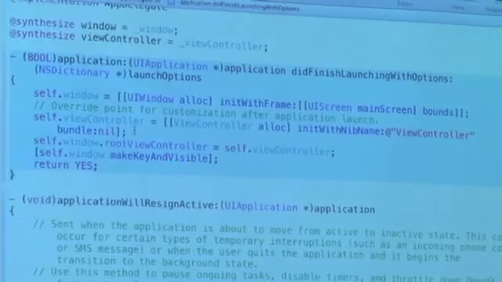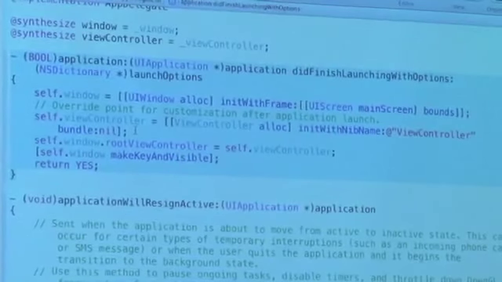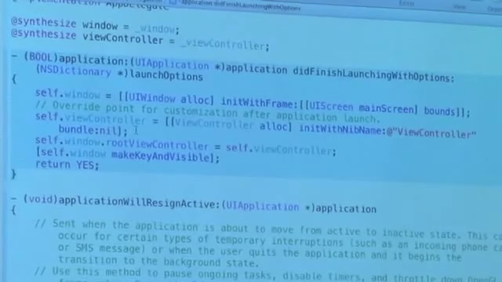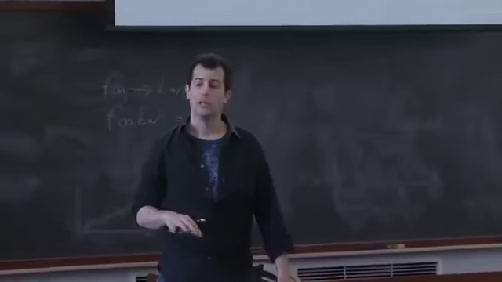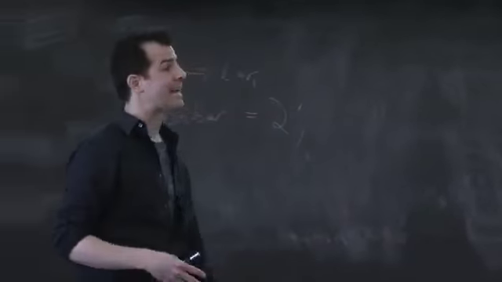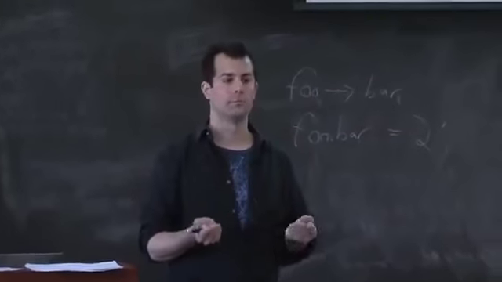makeKeyAndVisible just means make this the key window, which means start responding to finger touches on the screen. Make it visible is obvious. And then I return YES, signifying that all is well. So rarely should you need to touch this particular code, at least for initial applications, but realize that's what now hands control off to you.